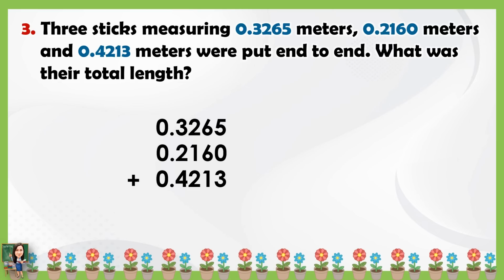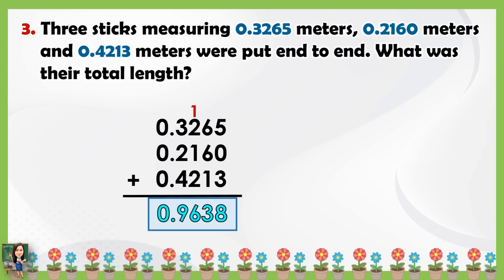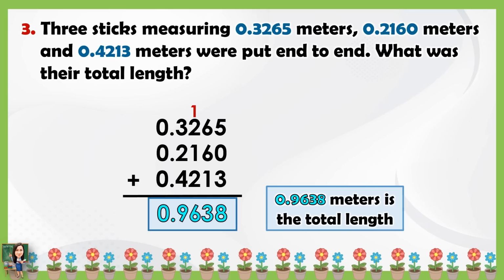4,213 10,000ths equals: 5 plus 0 plus 3 equals 8. 6 plus 6 plus 1 equals 13. Carry up 1. 1 plus 2 plus 1 plus 2 equals 6. 3 plus 2 plus 4 equals 9. Then write the decimal point and 0. So the answer is 9,638 10,000ths. 9,638 10,000ths meters is the total length.